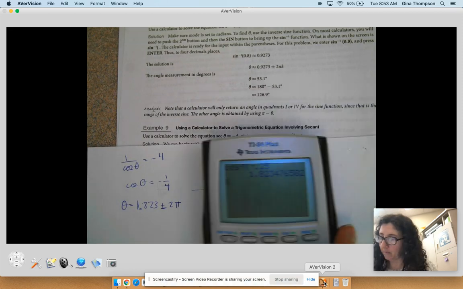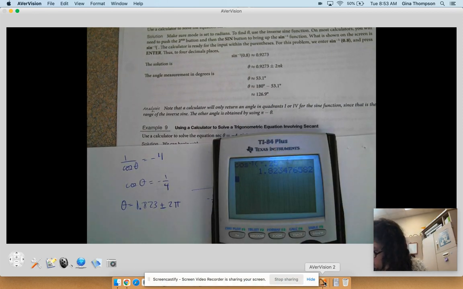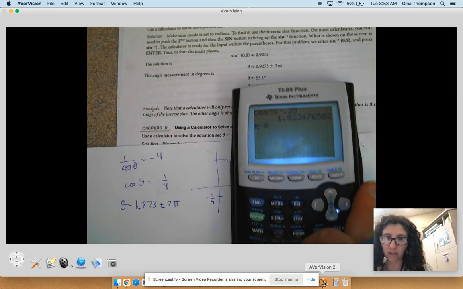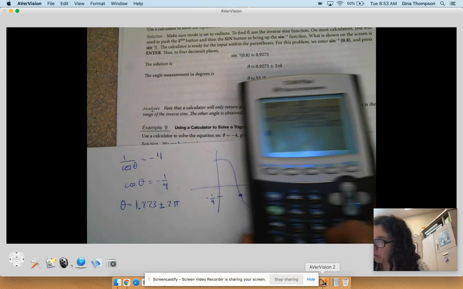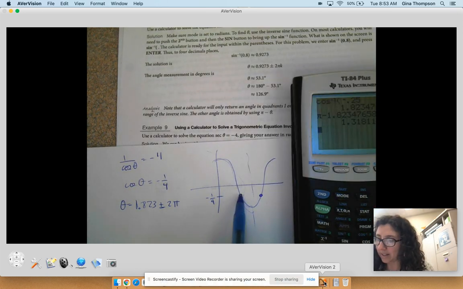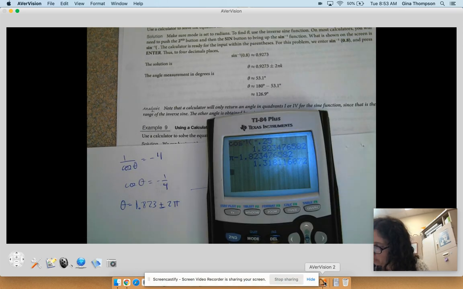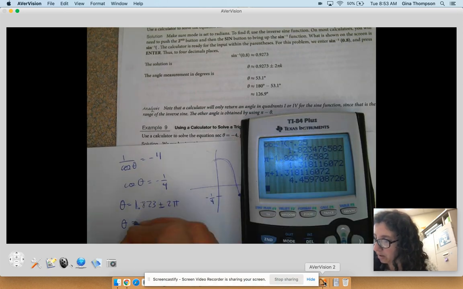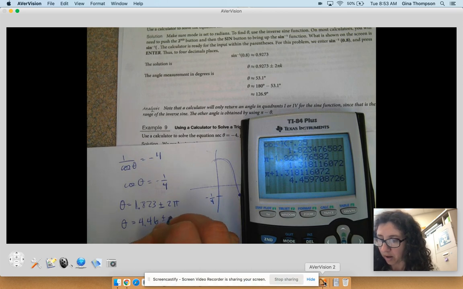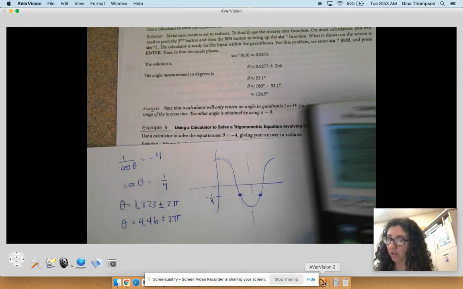So I'm going to say pi minus, let's see if I put it there, that's best. Pi minus this equals 1.3. So that's this distance here. So now I'm going to say pi plus that distance to give me my second set of solutions. That's going to be this second point.